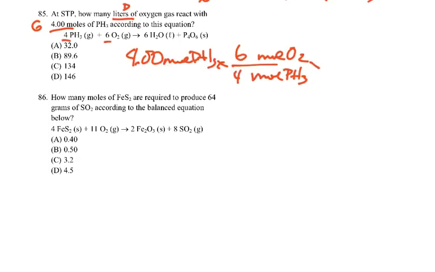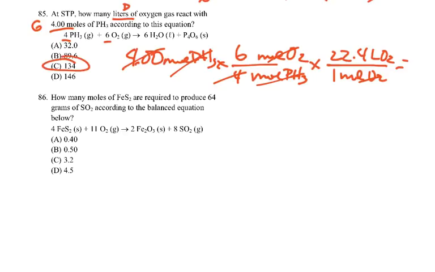And I don't want moles, I want liters. So for every 1 mole of O2, I have 22.4 liters of O2. So moles cancel out. So I have 4 times 6 times 22.4 divided by 4. So I can actually cancel those 4s. So I need an answer that's 6 times 22.4, so something a little bit larger than 120. So I think my answer is definitely going to be either C or D. And it's C.